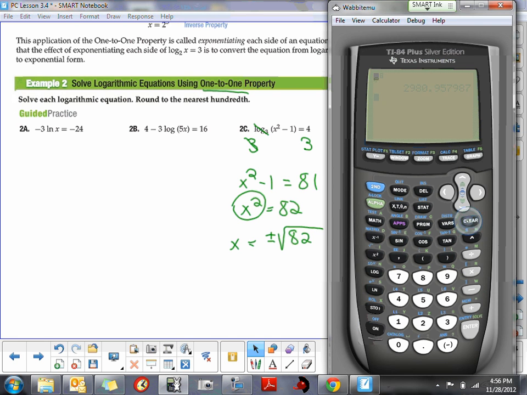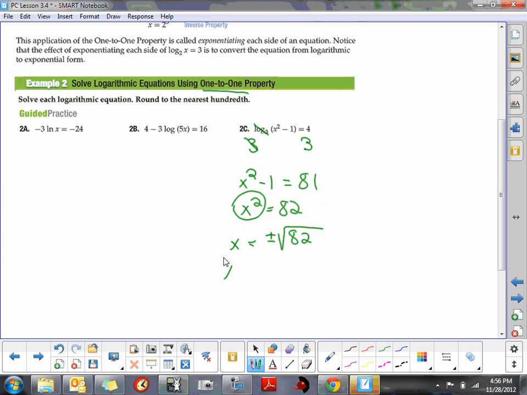Here we go. We'll do the square root of 82. And we can round that off to a few decimal places. How about 9.06? So x is approximately positive or negative 9.06.